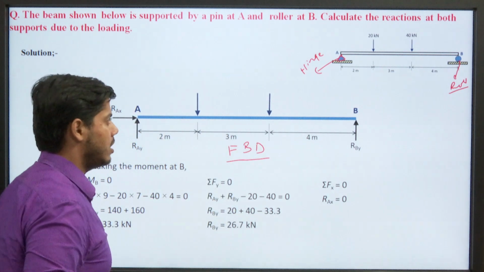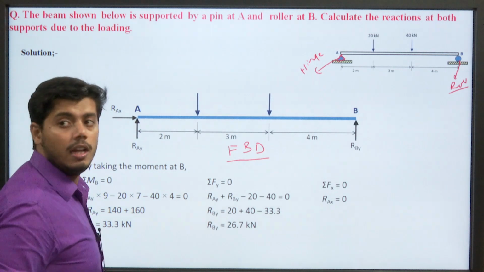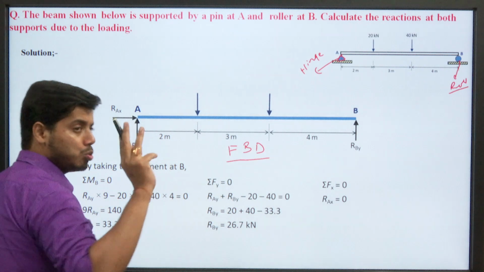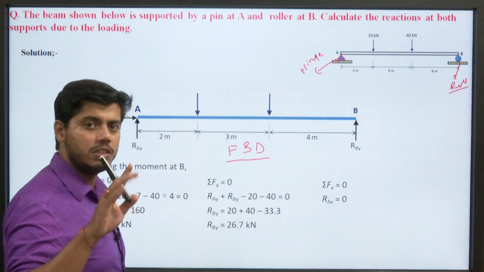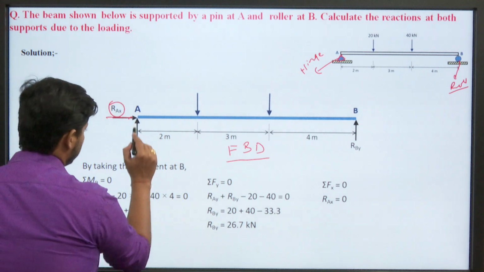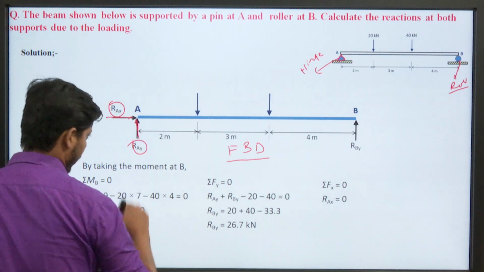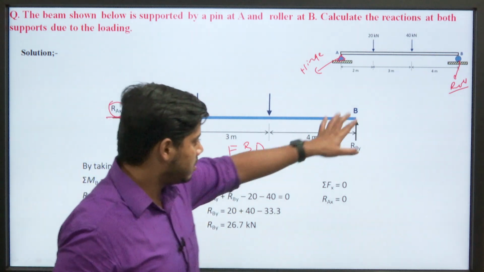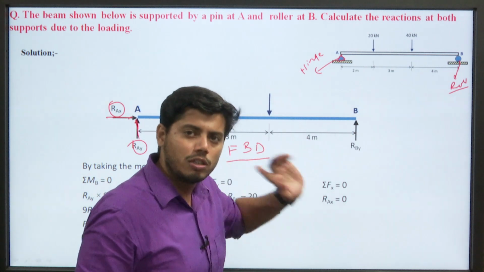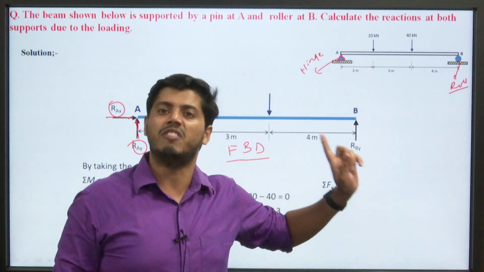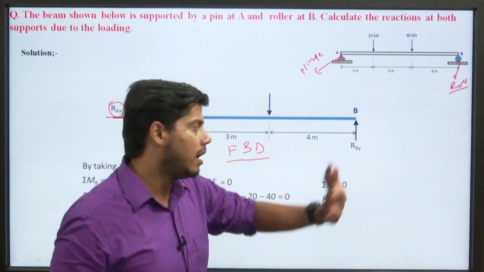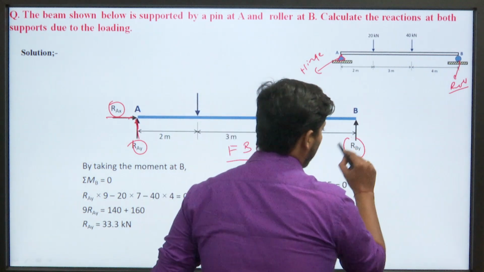In the free body diagram, at the hinge support there are two types of reaction: one is horizontal reaction and one is vertical reaction. This is the horizontal reaction, named RAX, and this is the vertical reaction, known as RAY. And this is the roller support. At the roller support, there is only one kind of reaction, that is the vertical reaction, or reaction normal to the axis of the beam, and we represent it as RBY.